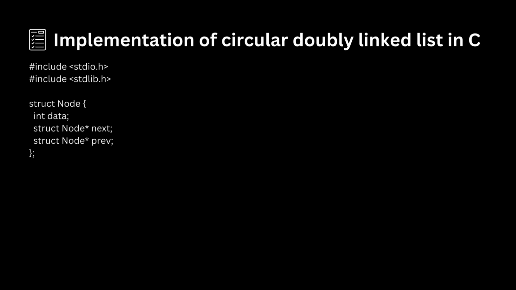Here is a basic implementation of a circular doubly linked list in C language. These are standard C header files. stdio.h is included for input and output operations like printf, and stdlib.h is included for dynamic memory allocation functions like malloc and exit. Now let us see the node structure.